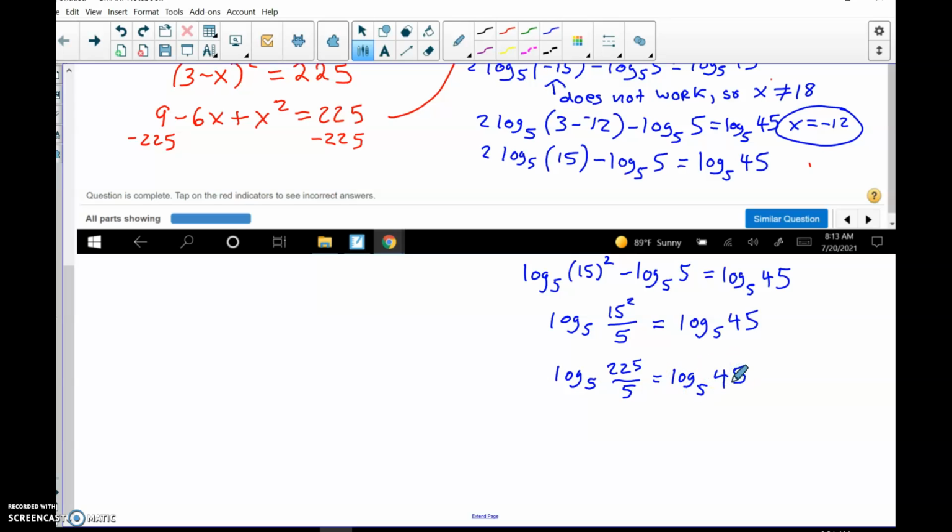And 225 divided by 5 is 45. So we're saying log base 5 of 45 is log base 5 of 45, meaning we have the right answer. Two things were equal, right? I could set these equal here. 45 is 45. Check. So our answer is x is equal to negative 12. All right, I hope this helped.